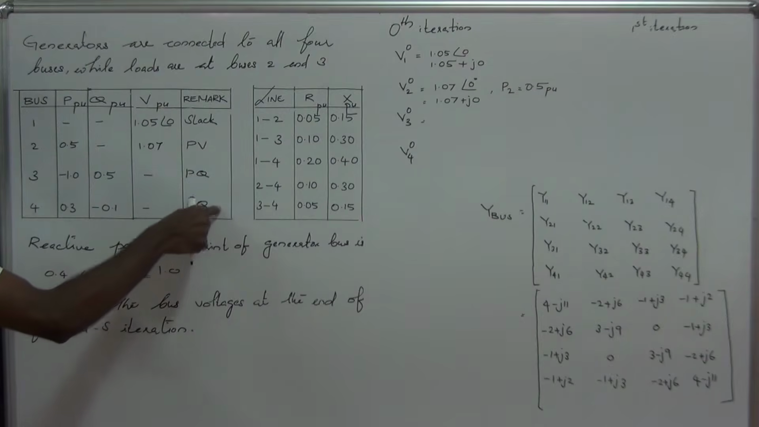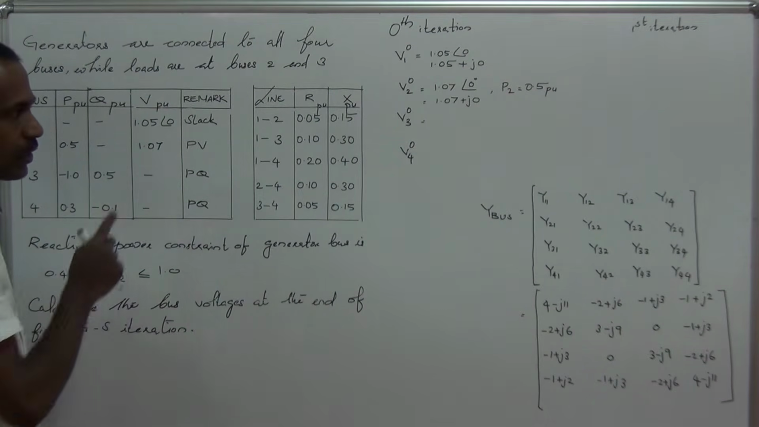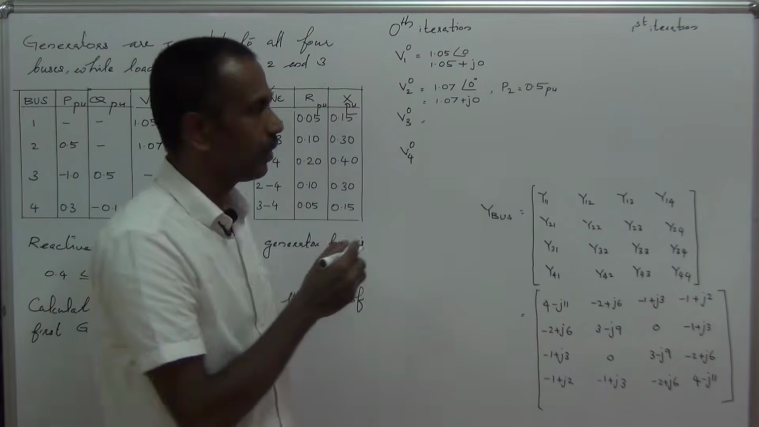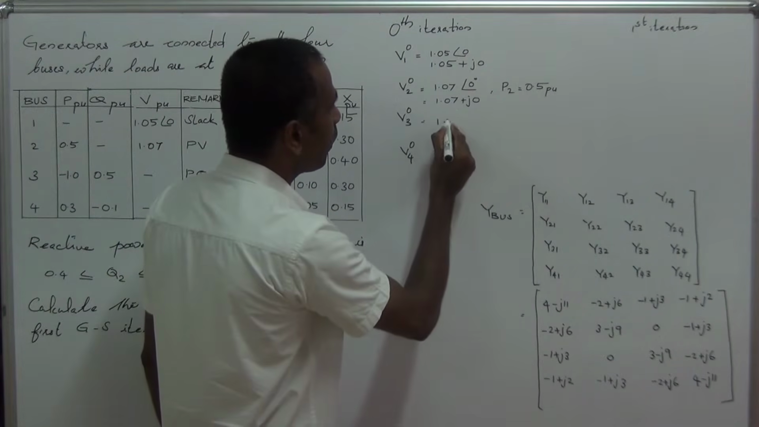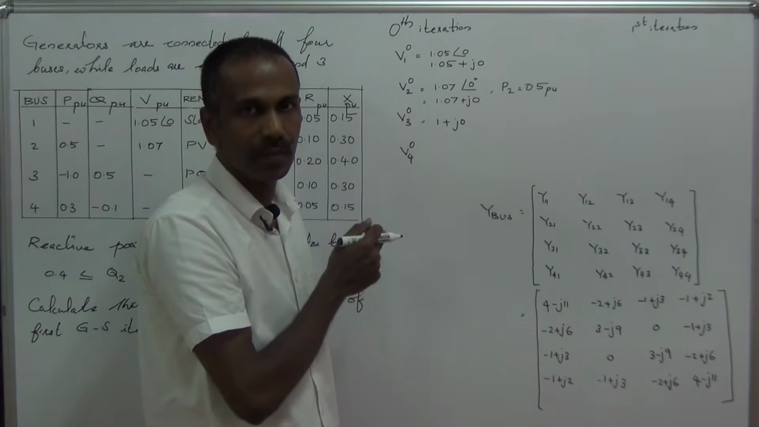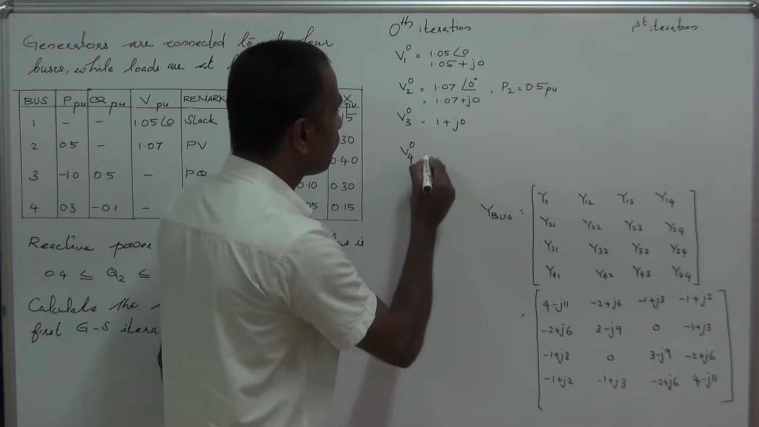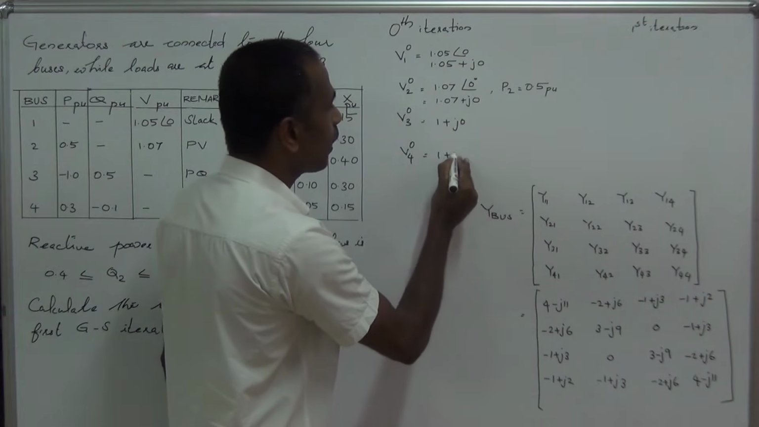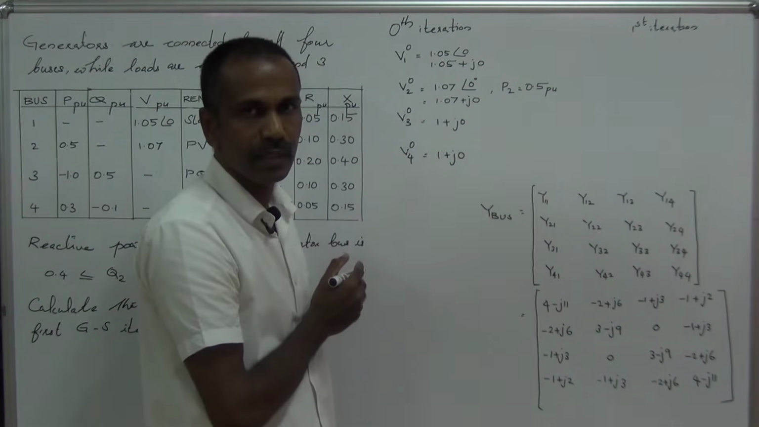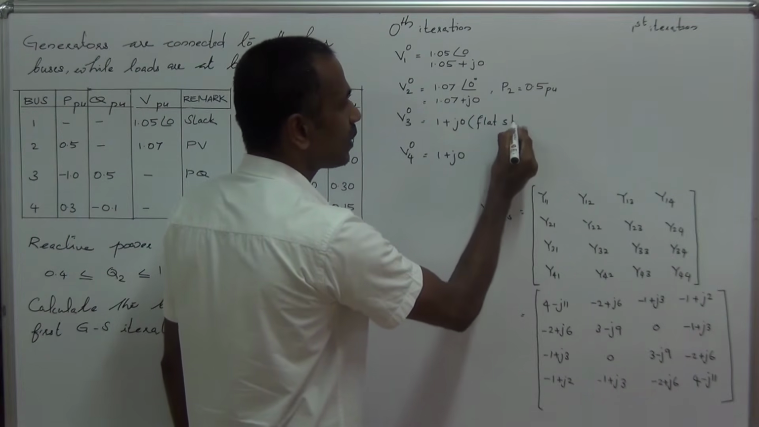Third and fourth buses, both are of PQ type. So the voltage is not given in the question. We have to assume a voltage. Let me assume this is 1 plus J0. This is called flat start. The fourth bus voltage is also assumed as 1 plus J0. This is called flat start.